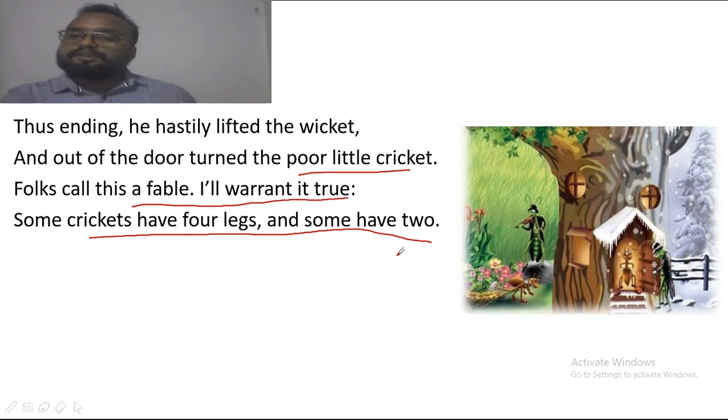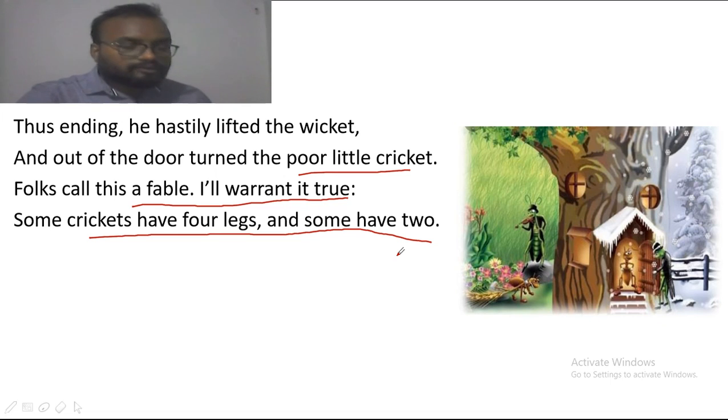So he turned away from there, and now he is left to the situation. It may be that he may die of starvation, and God knows, if God favors him, it may be that he will survive by some means. So now the poet says that folk call this a fable, I will warrant it true. Some crickets have four legs and some have two.